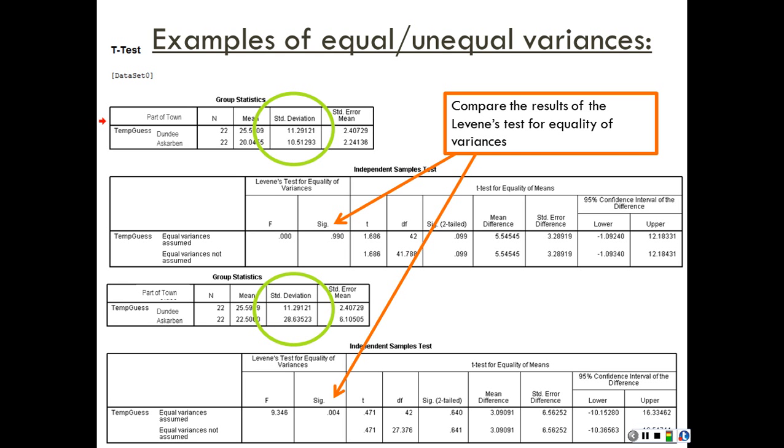So the way I always try to remember it is, if it's significant, drop down and read these, report these statistics. If it's not significant, proceed as normal. And then you go down to the bottom column, which is where you will talk about the equal variance.